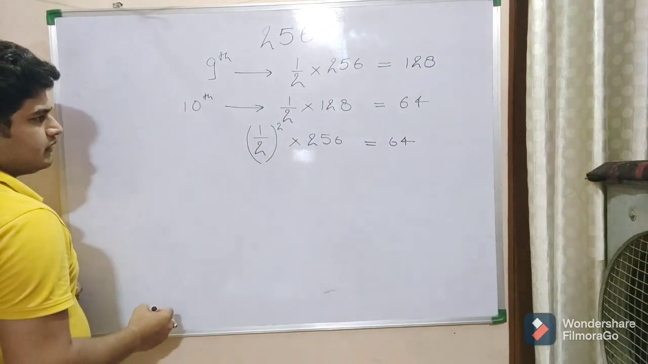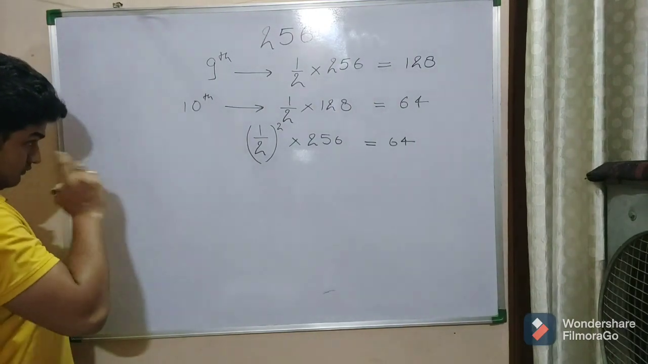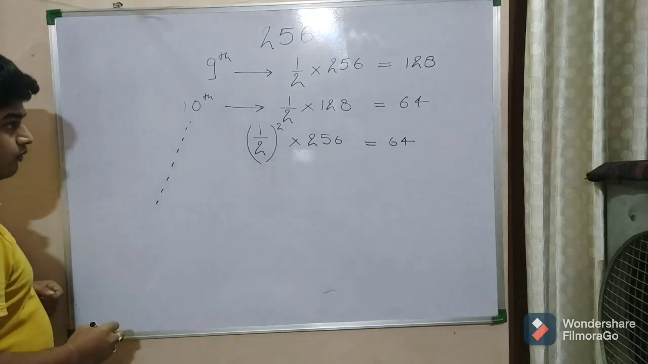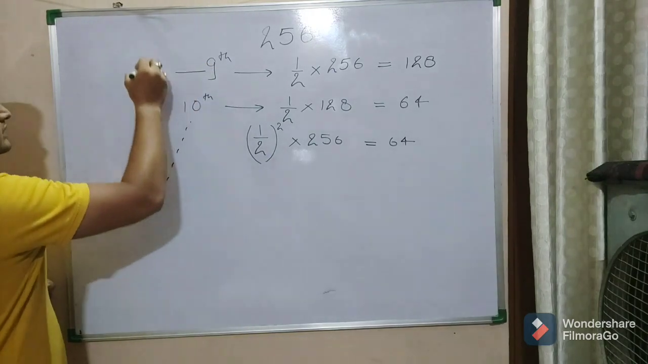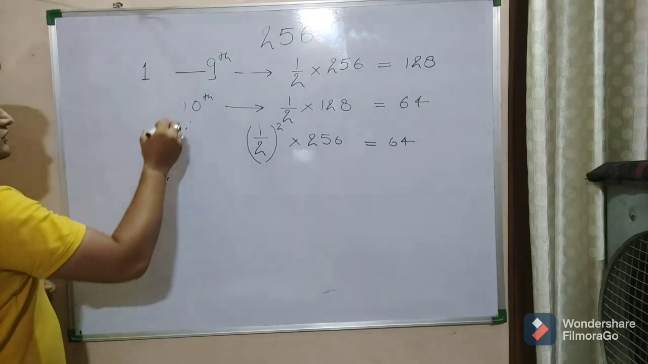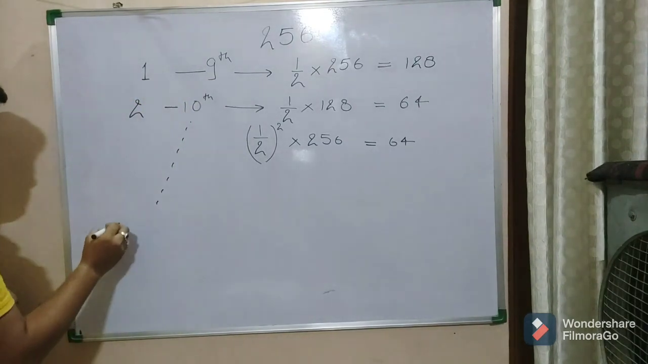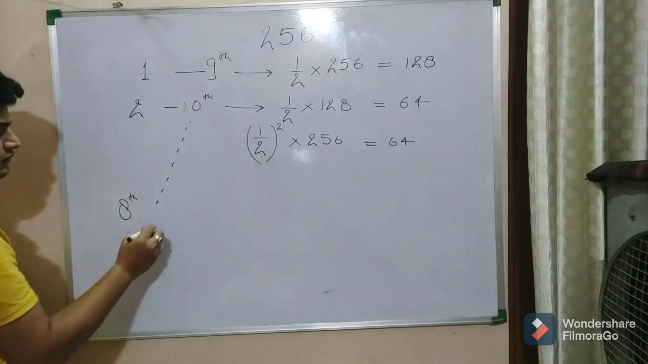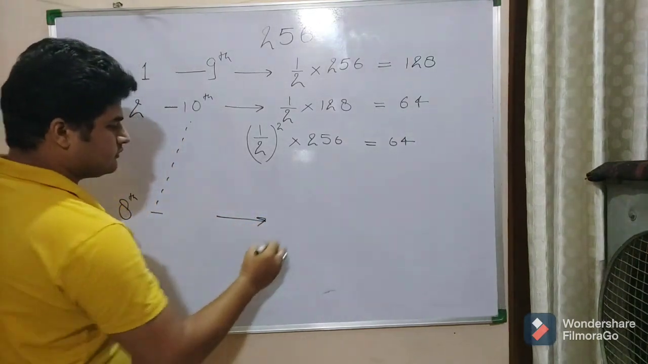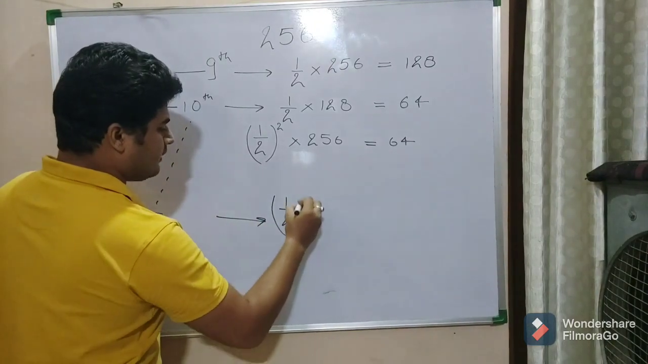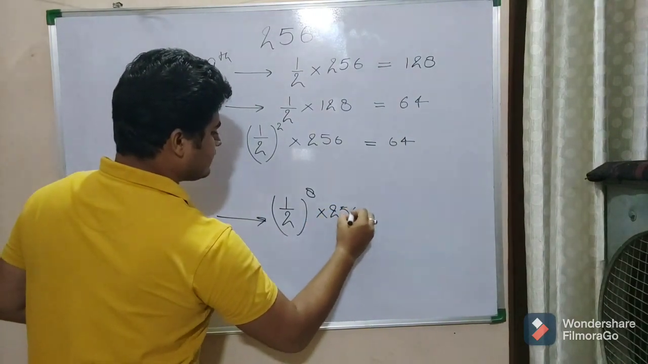In a similar pattern, if someone asks what would happen on the 9th day, let us count the 9th day as the first day of treatment. So the first day of treatment, the second day of treatment, and what happens on the 8th day of treatment? So the number of patients left behind would be 1 by 2 raised to the power 8 multiplied by 256.